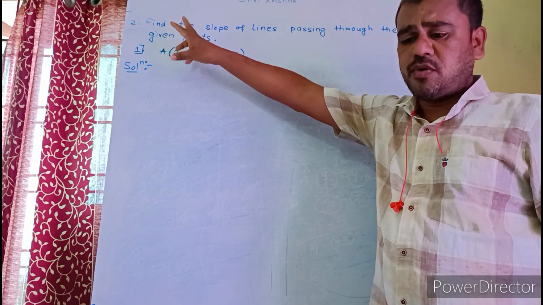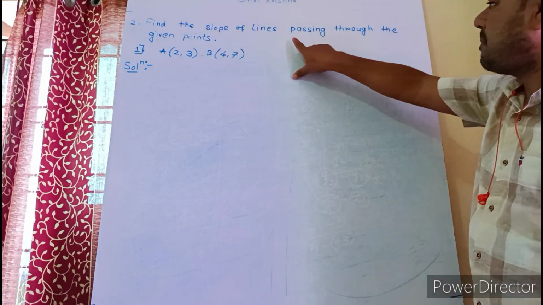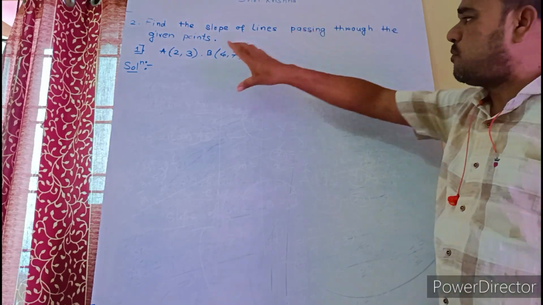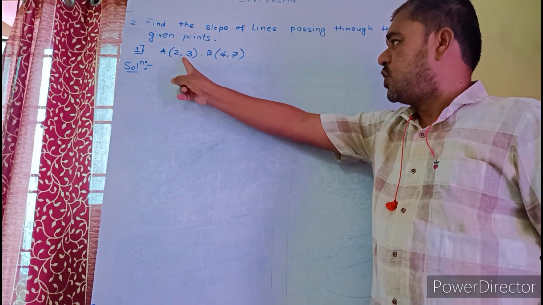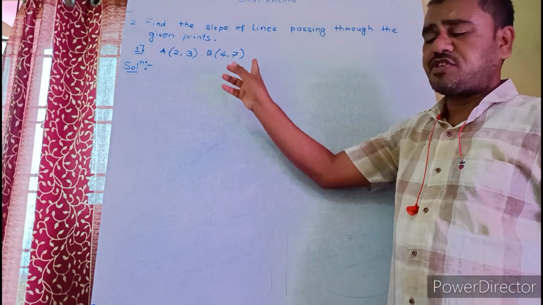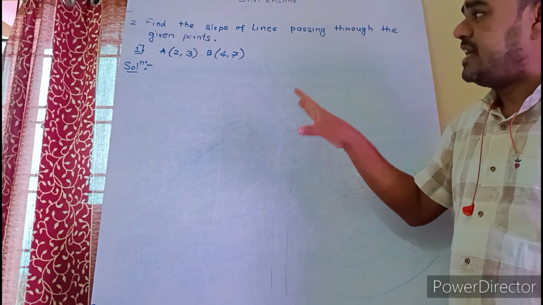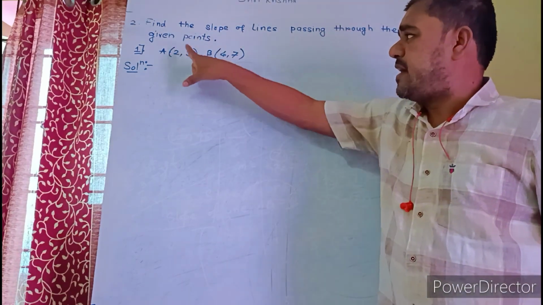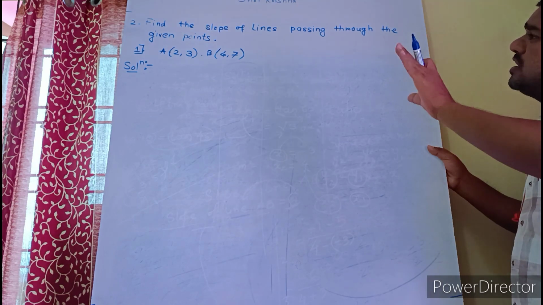Coming to the second question of practice set 5.3, that is: find the slope of the lines passing through the given points. Here 2 points are given, that is point A which has coordinates (2, 3) and B having coordinates (4, 7). Then we have to find out the slope of the line made up of these 2 points, A and B. There is a line AB whose slope we have to find out.